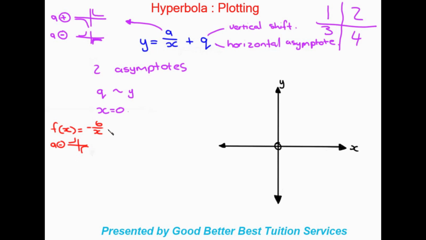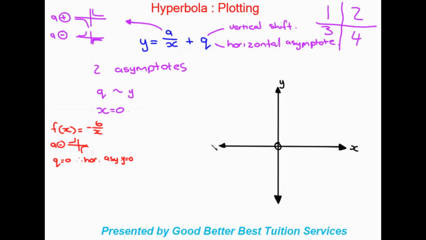Next, what we need to realize is that there is no q value included here. Cool, so there is no q value on the end. If there is no q value, we know that q is basically equal to 0, which means that our horizontal asymptote is going to be the x-axis, right? So we can just say here that q is equal to 0, and so our horizontal asymptote is y equal to 0, which we all know is the x-axis.